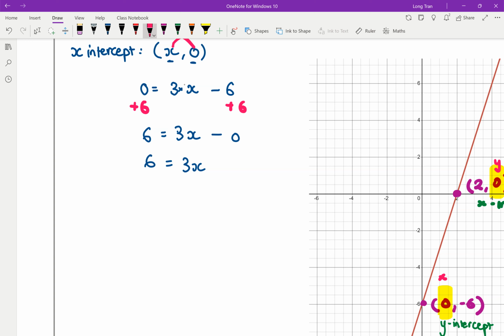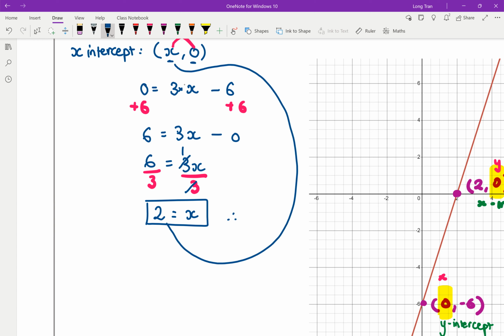Notice this is 3 times x, so the opposite of times is divide. And what am I dividing? That's times 3, so it is now divide 3. So I divide 3 to both sides, and you can see that 3 divided by 3 on the left-hand side is 1, and 1 times x is x, while 6 divided by 3 is 2. So what that tells me is that the x value is 2.